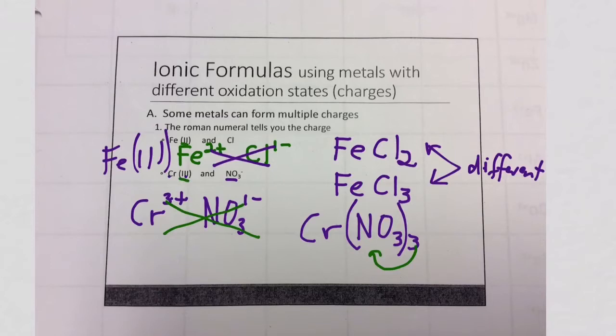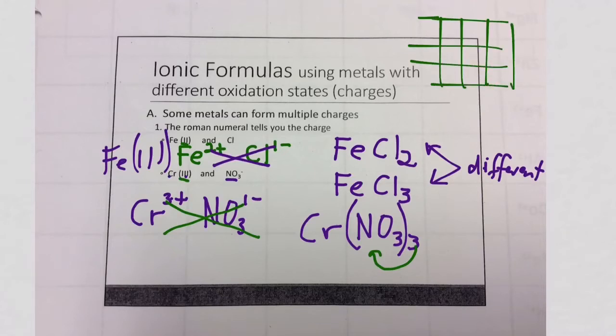Okay, so on the back side of this, you're going to have a sheet that has like a big grid, and the cations are on one side and the anions are on the other, and you're just going to cross them to make compounds. So if you can, go ahead and start working on that as practice, and I will talk to you later.